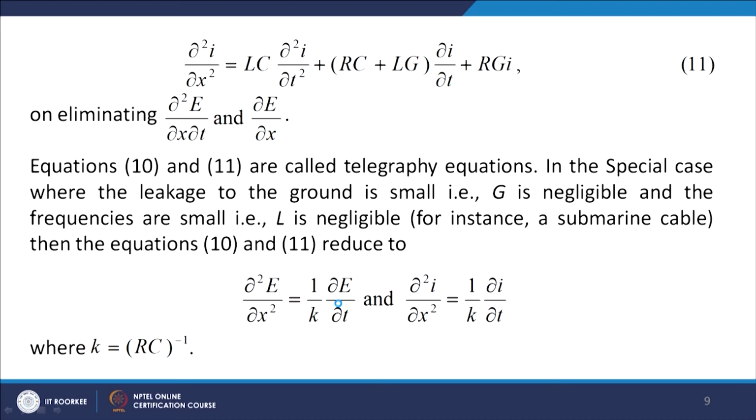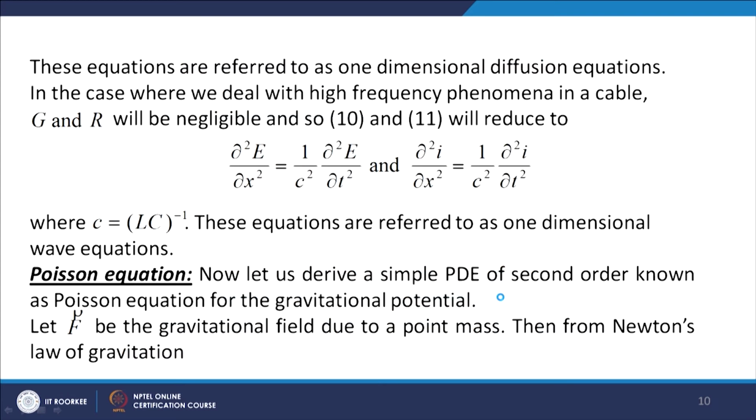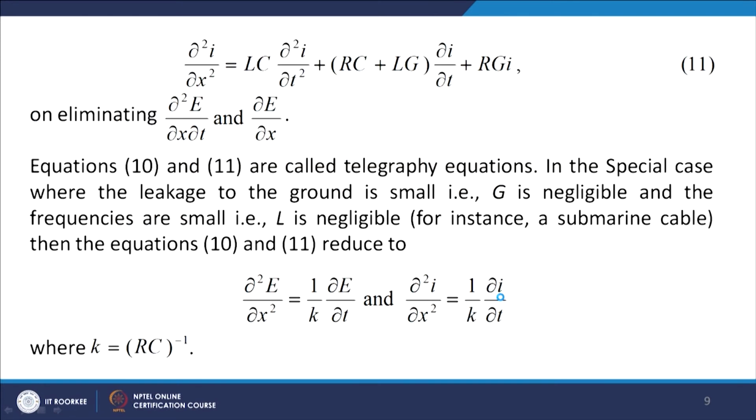Now, R and C are constants. So, let us take k to be 1 over R C. When we take k equal to 1 over R C, then we get these equations: delta square E by delta x square equal to 1 by k delta E by delta t, and delta square I by delta x square equal to 1 by k delta I by delta t, and these are referred to as one dimensional diffusion equations. So, we call these two equations the one dimensional diffusion equations.